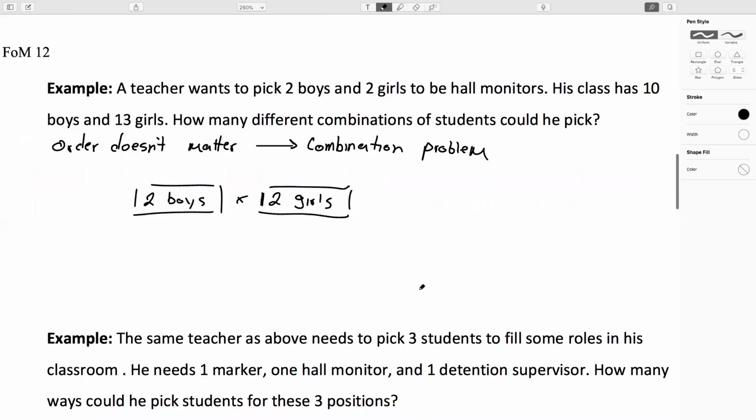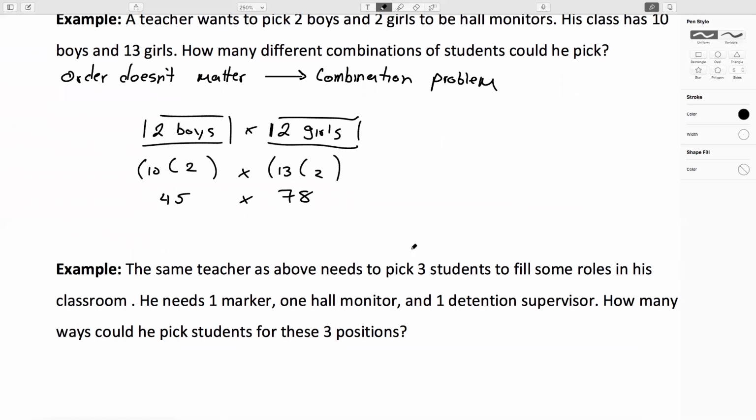Now we've got 10 boys and 13 girls. So to pick the boys, we would go 10 choose 2. We're picking 2 from a population of 10. And to pick 2 girls, we have 13 to pick from. 13 choose 2 is the number of ways to pick the girls. 10 choose 2 works out to 45 ways to pick 2 boys, and 13 choose 2 works out to 78 ways to pick 2 girls. If we multiply those together, that gives us 3,510 combinations.